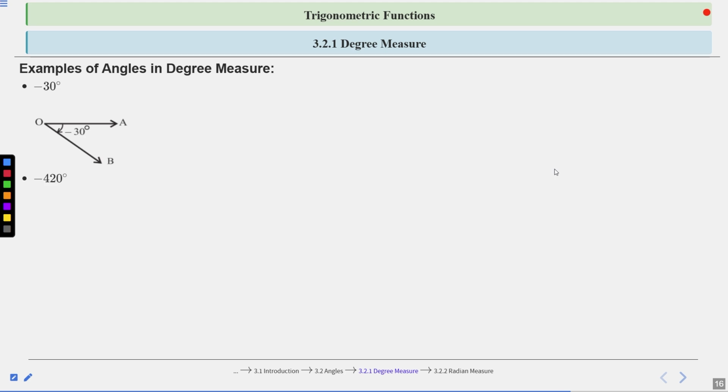Now minus 420. Again, this minus represents your clockwise movement. OA is your initial position. Following clockwise rotation, first of all, you have to make a complete revolution and then some extra movement. What is it? After the complete revolution, you have to move 60 degree more in the clockwise direction. So the final position will be at OB. Clear?